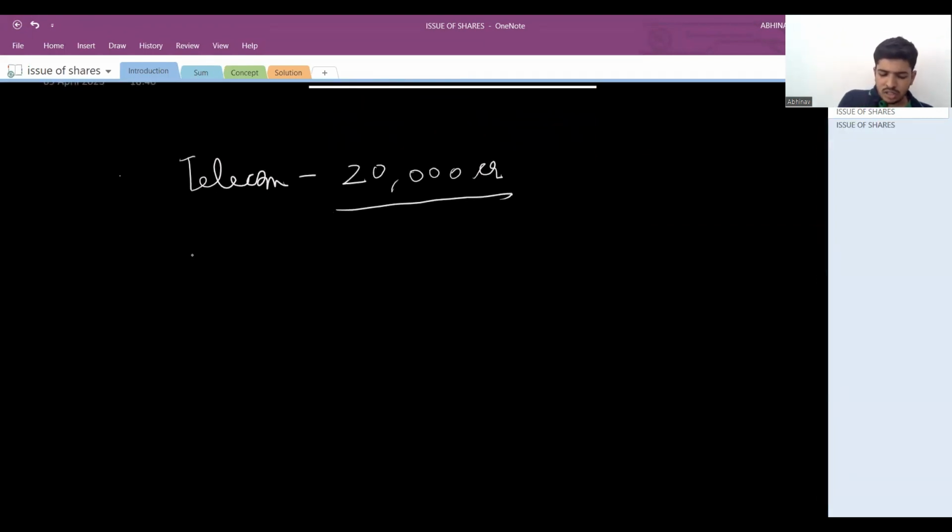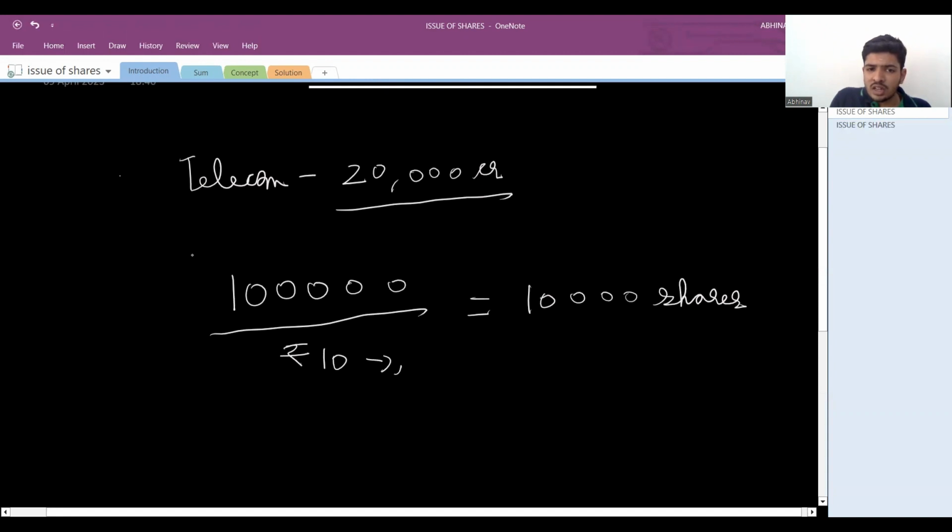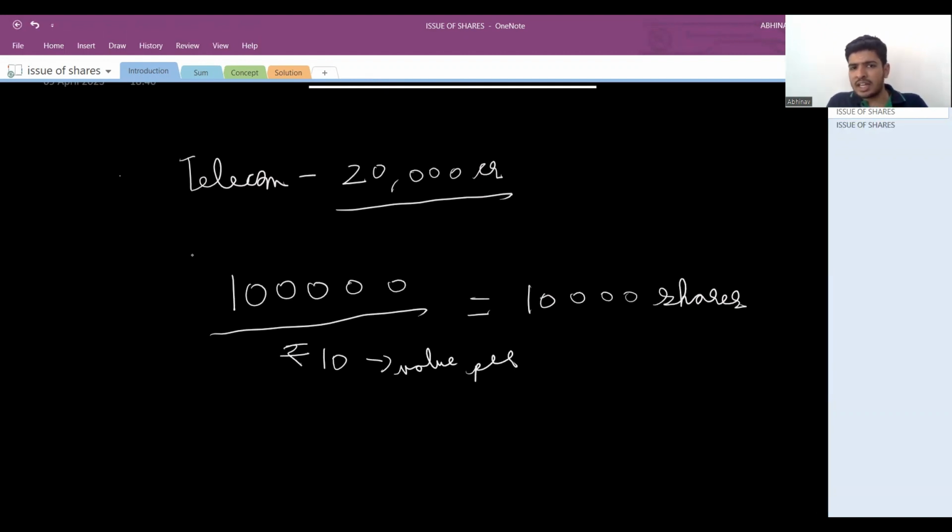In short, for simplification purposes, let's say you want to raise 1 lakh rupees for starting your business. Under this concept of issue of shares, this 1 lakh rupees is divided into parts of rupees 10. So now you have 10,000 shares. This rupees 10 is the value of each share. Value per share can be 20, it can be 100. That depends, and that will come later in the chapter. But for now, we'll assume that value per share is rupees 10. That is, one share is worth 10 rupees. So this 1 lakh rupees, when divided by one share of 10 rupees, is 10,000 shares. So when you raise 10,000 shares of rupees 10 each, you will get 1 lakh rupees of investment.